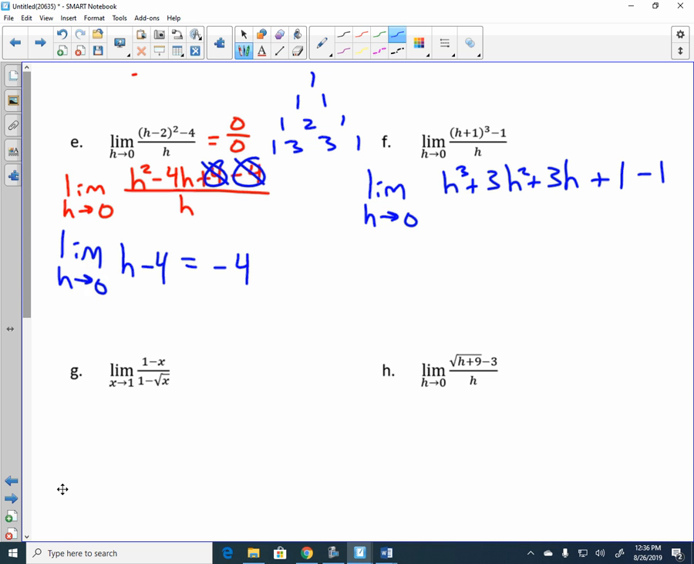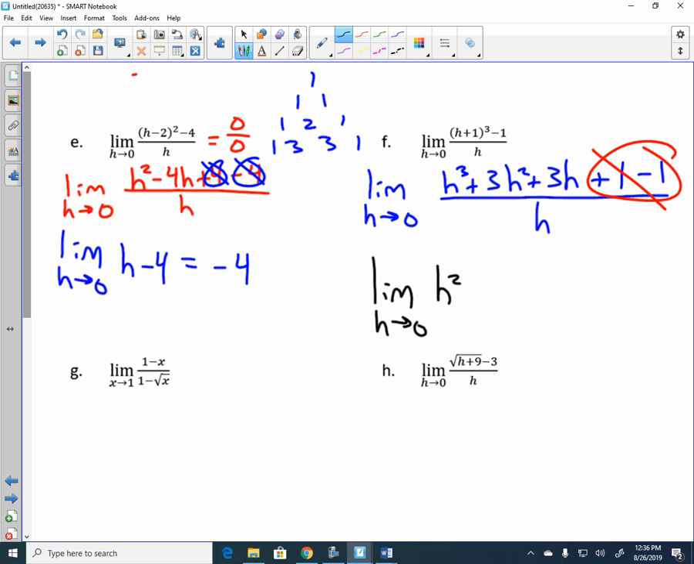If you don't know that or can't do it, then you just have to take h plus 1 times h plus 1 times h plus 1, which isn't that bad. It'll take a little bit of time. Divided by h. Isn't that nice that the 1's cancel? They sure do. The 1's are gone. I take an h out of there. I'm left with the limit as h goes to 0 of h squared plus 3h plus 3. When you plug in the 0, what do we get? We get 3.